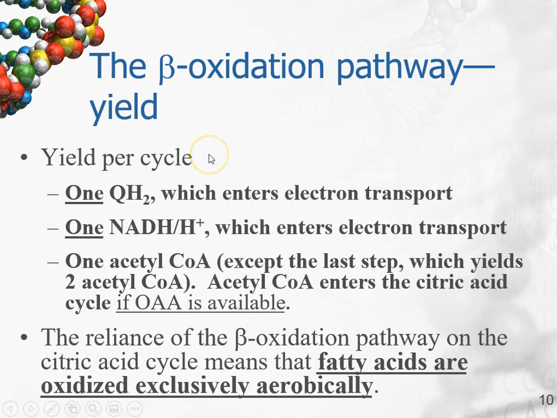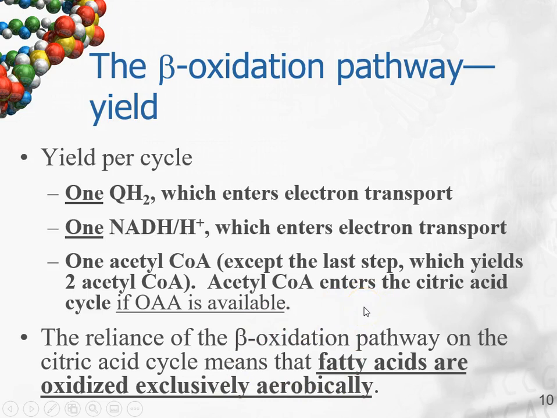Okay, so now we're in a position to be able to calculate how much ATP we can get. Per cycle, we're going to do 7 cycles. Every cycle gives us a QH2, so we're going to have 7 of those. Every cycle gives us 1 NADH, so we'll have 7 of those. Every cycle gives us 1 acetyl-CoA, except for the last one that gives us 2, and the acetyl-CoA can go into the citric acid cycle as long as OAA is available. So this is what I mentioned before.